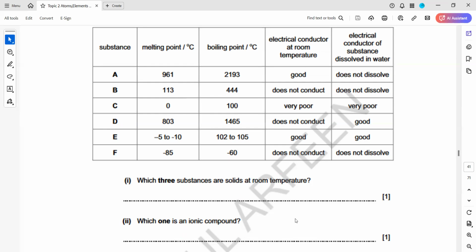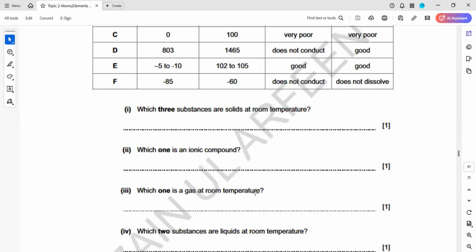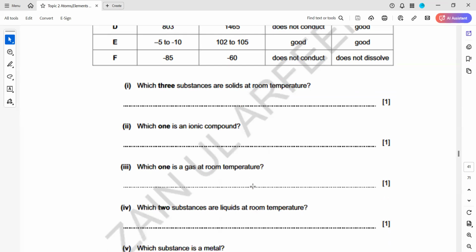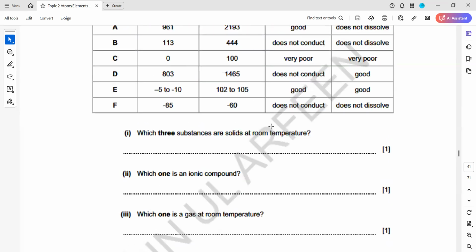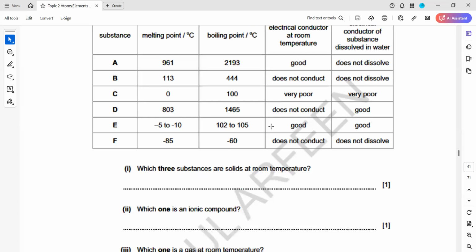No, not E. All of these files I have shared on the group. These all documents I have shared on the group, so I will tag you so you can download them again. F. Sir, F. Which one is gas at room temperature? So that is F. Which two substances are liquid? C and E.